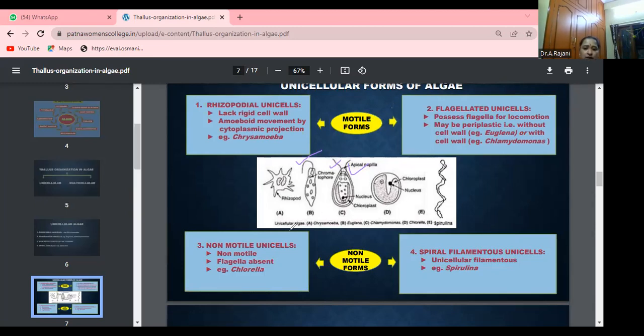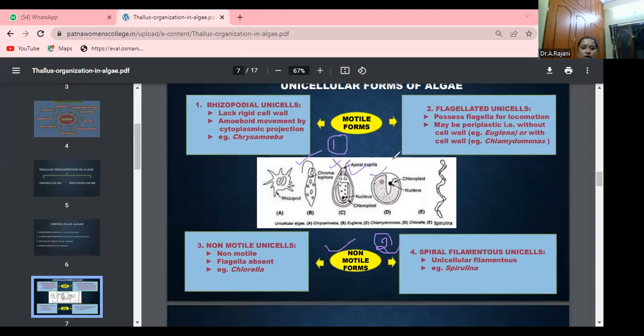And the second one, you can observe the non-motile form. The first one is a motile form. The second one is a non-motile form. The examples of motile forms are Euglena and Chlamydomonas, where flagella are present. Non-motile means what? Here flagella are totally absent. In these non-motile unicells, flagella are absent.